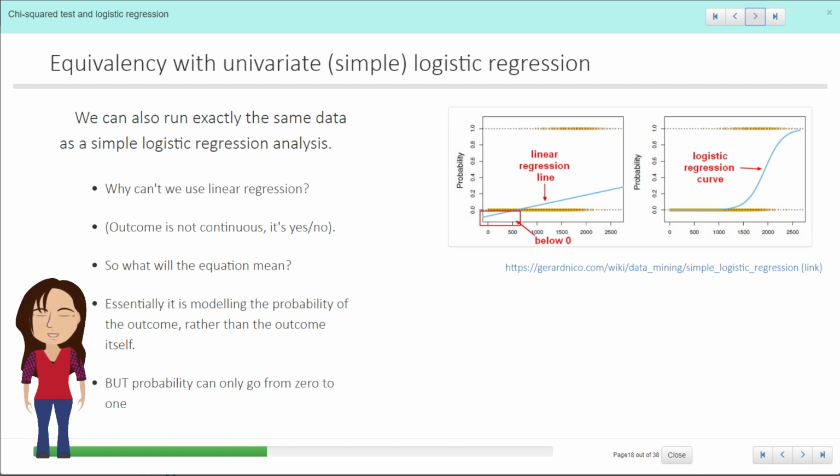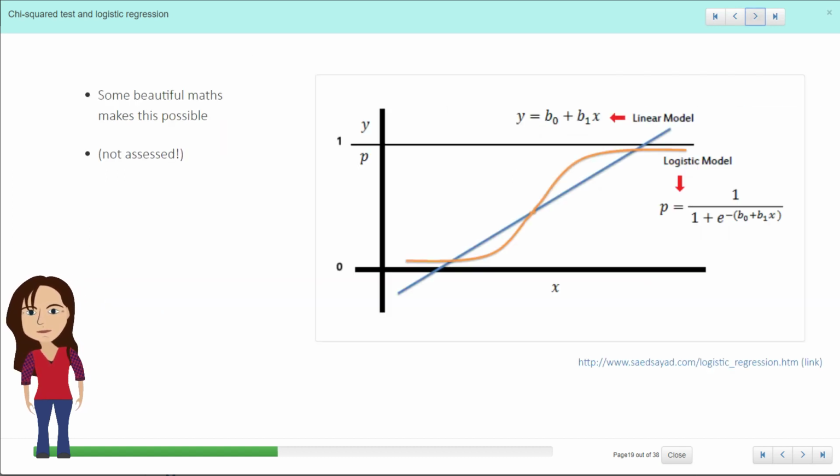So it's still a regression technique, it's just a little bit more fiddly. So if you want to know the maths, this is what it looks like. A linear model is y is equal to the intercept plus the slope times whichever exposure variable we're interested in. And then the logistic model does all this very clever maths to basically take this straight line and squish it in between 0 and 1.